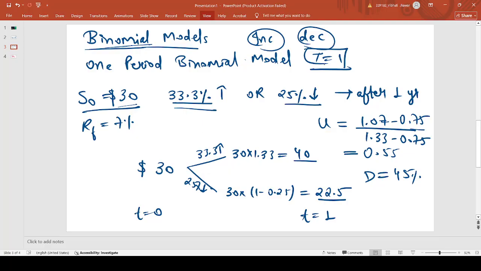Taking the example that currently the stock price is $30. Now there are two scenarios. Either the stock price can increase or it can decrease. Let's say that it increases by 33.3%, or it will decrease by 25% after 1 year.